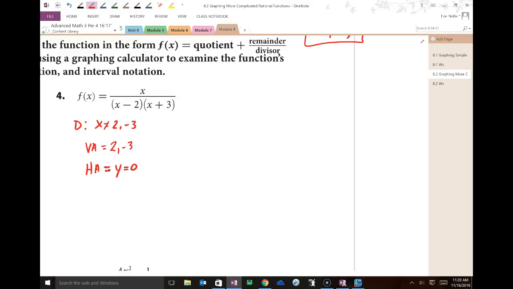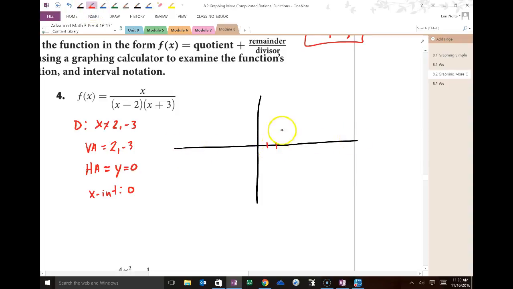All right, how do I find the x-intercepts? So, top equal to 0. So this one is super easy, right? Everybody okay with the x-intercept is 0? Okay, that's all the information we have. Here we go. Okay, so I have vertical asymptotes at 2, at negative 3, and I have an x-intercept at 0.